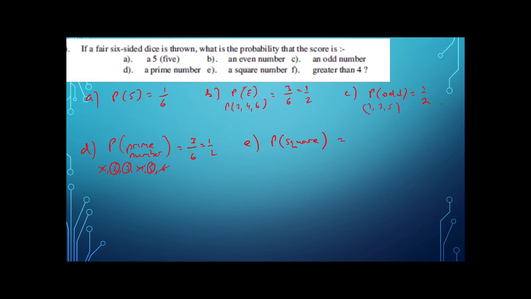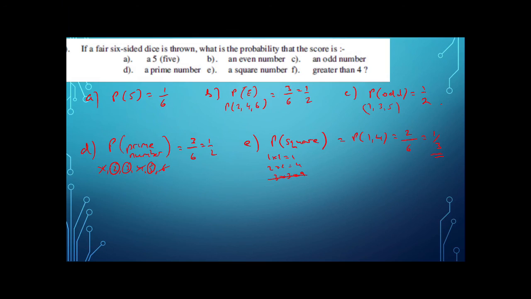E, probability of a square number. Again, what are the square numbers? 1 times 1 is 1, 2 times 2 is 4, 3 times 3 is 9, but 9 doesn't fit onto the dice. So we are just looking for the probability of 1 and 4. There are 2 out of a possible 6 options.